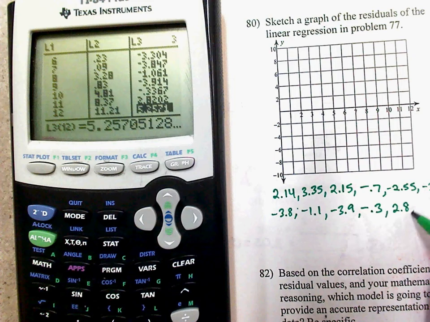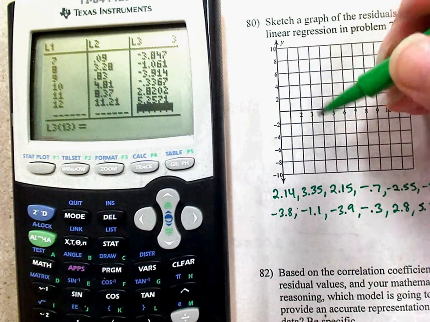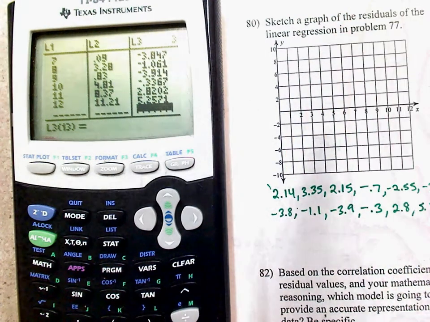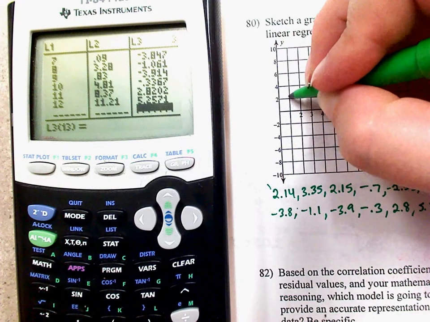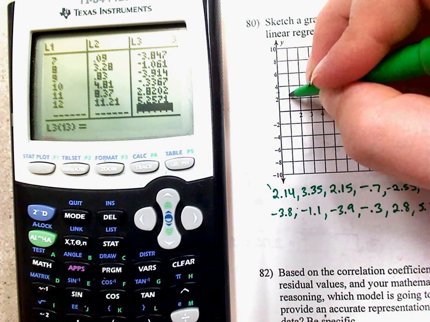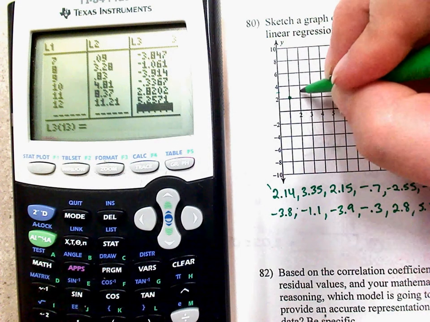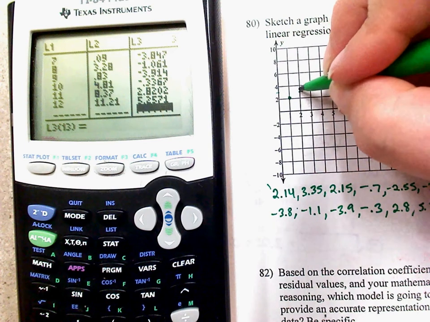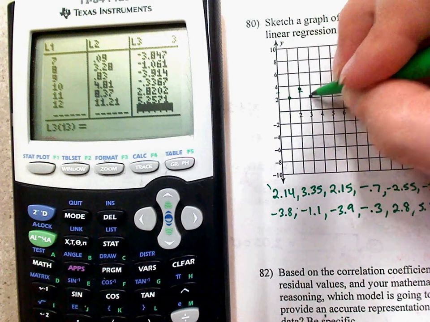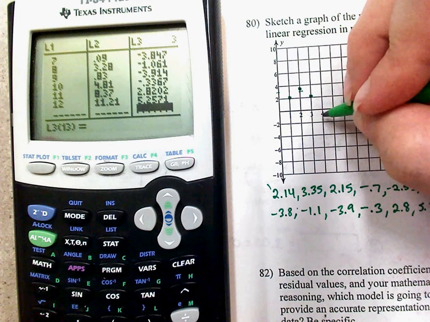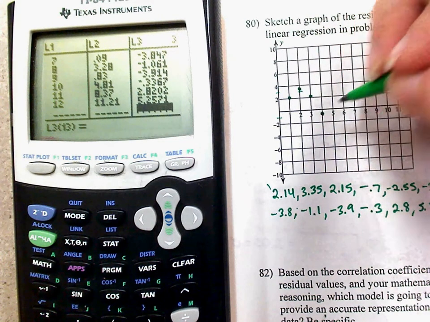So this is at 1. Remember, because we started at data set 1. So at 1, we're at 2.14. So keep in mind that that's 3, so 2.14 is like right there. 3 point, basically 4. So there's 3, 3.5, so somewhere in there. 2.15. Negative 0.7. So there's negative 1 right there. So negative 0.7 is like right there. Negative 2.55. So there's negative 3, so negative 2.55.